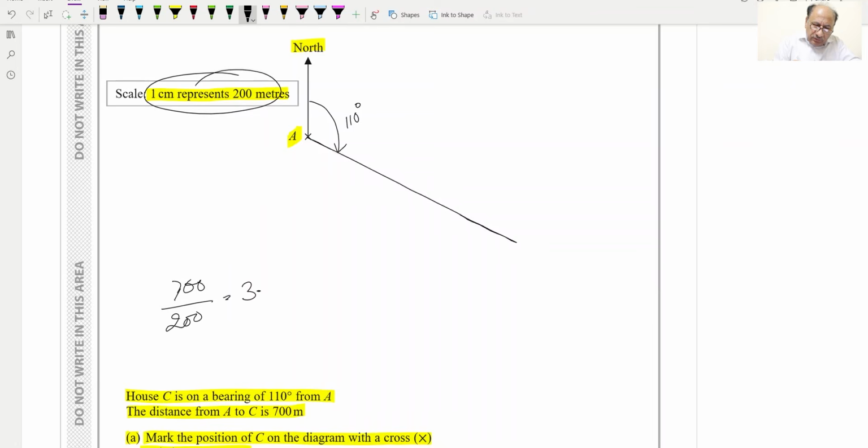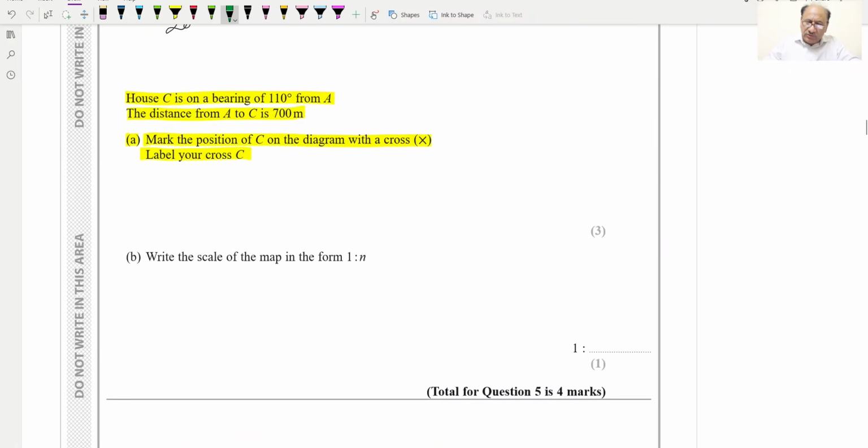So we have to take a length of 3.5 centimeters, and we'll put our compass at A and mark 3.5 centimeters, roughly, so we can make an arc like this, and this will be the point. We can mark it with a cross and label it C. This is the C point, and we can indicate this as 3.5 centimeters, and this will be the bearing which we have done. This was a 3-mark question.